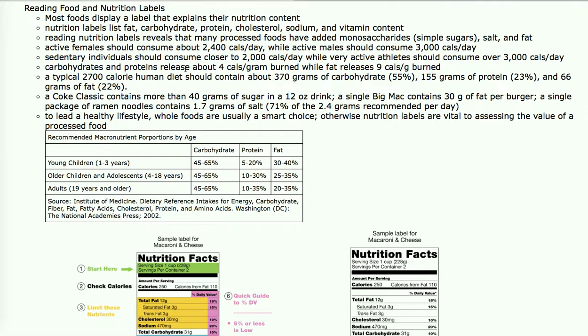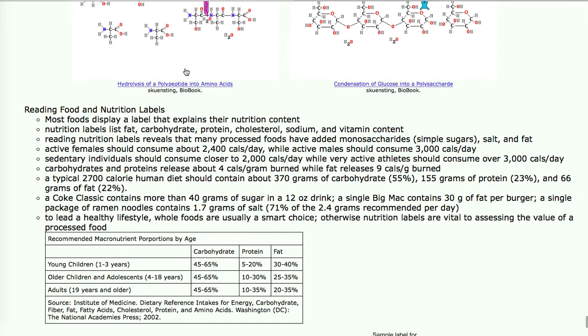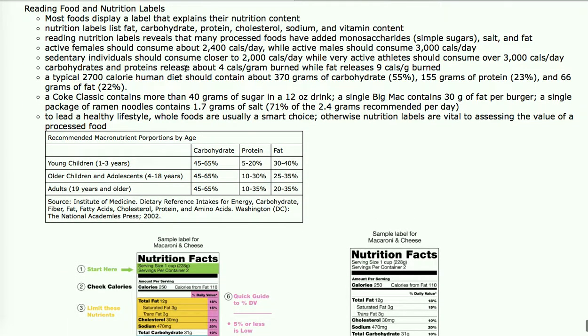So we'll talk more about food labels in class, and we'll probably do a project with them. Anyway, that concludes our discussion of energy, enzymes, and food labels. I will see you in class.